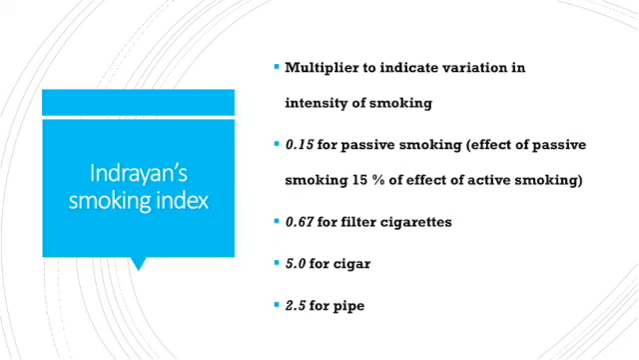If you want to know about more indices of smoking calculation, there's one called Indrayan's index, which is more practical in that it also considers the exposure and effect of passive smoking and gives a multiplier for the various kinds of cigarette the patient is smoking. If you ask most of these questions in your history, then more or less you will be able to give an accurate history of smoking.